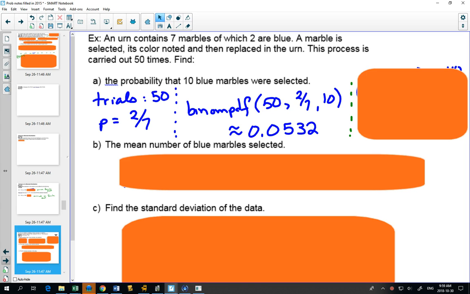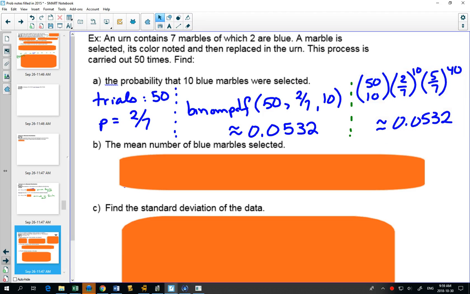This is one where if you had to draw the tree diagram, it would be enormous with 50 sets of branches. Someone calculated how many branches it would be. 2,500 branches in the end. And that's, of course, if you wanted to figure it out with your formula, you could do that as well.